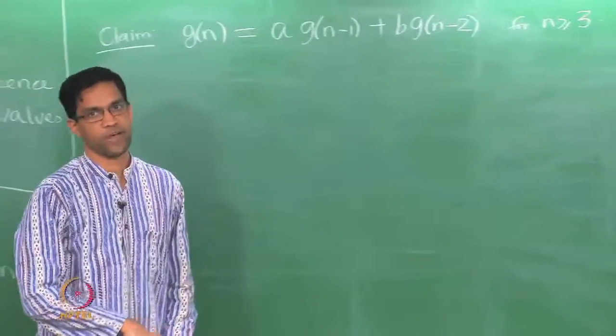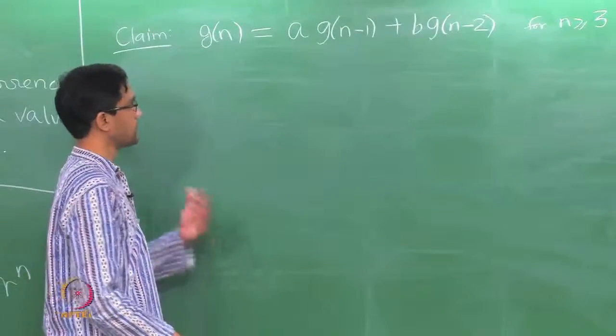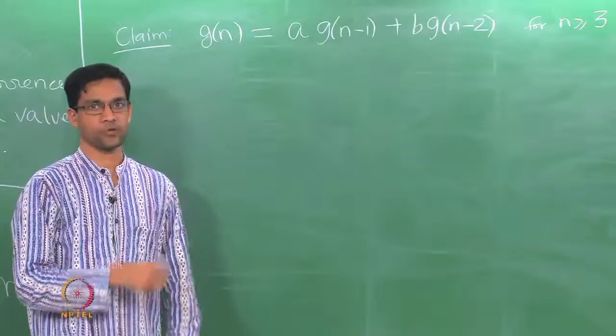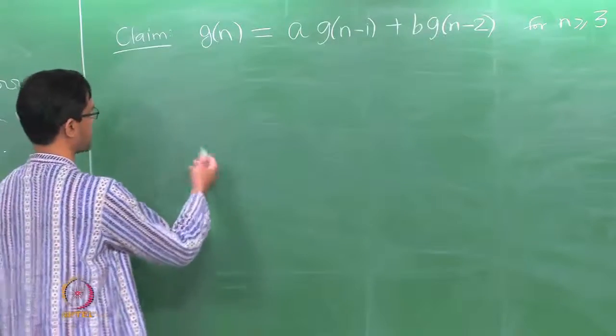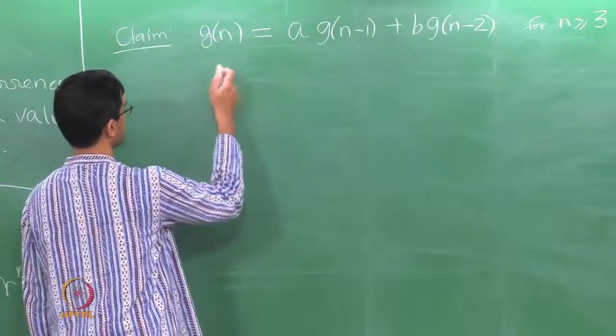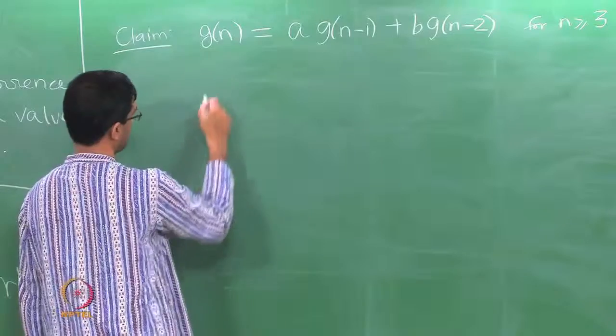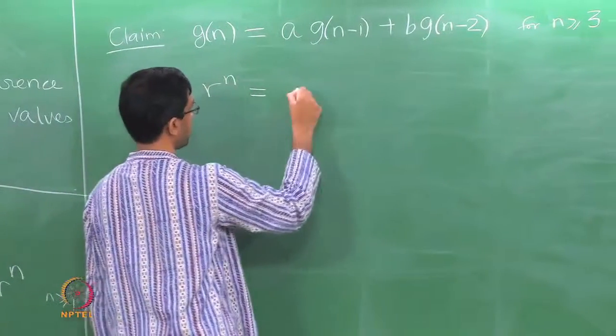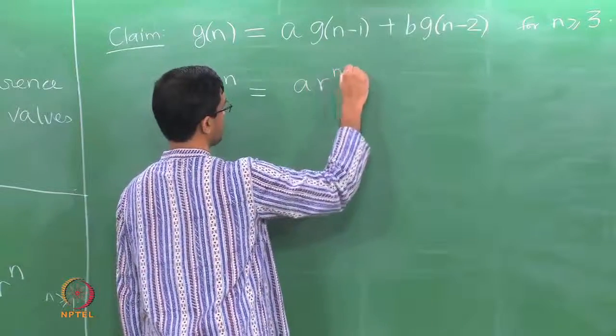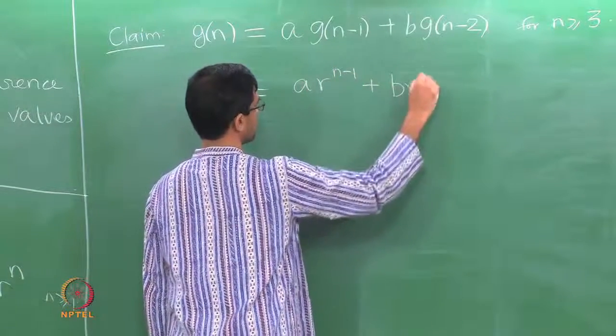So here's a surprising fact: the sequence G of n that we have constructed actually satisfies the recurrence that we began with, and the proof is more or less straightforward. We just need to show that this equation holds. This is r to the n, this is r to the n minus 1, that's r to the n minus 2.